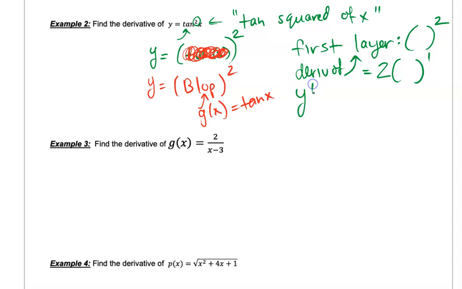So y prime, the derivative of y, would equal 2, because that's the outer layer, times tangent, that's my inner blop. This right here is my blop.